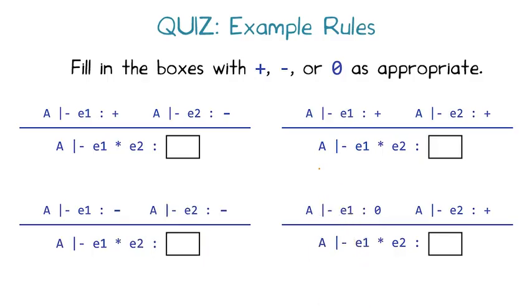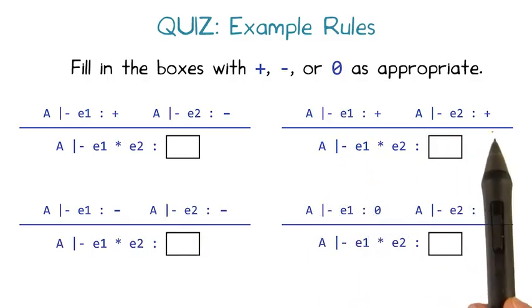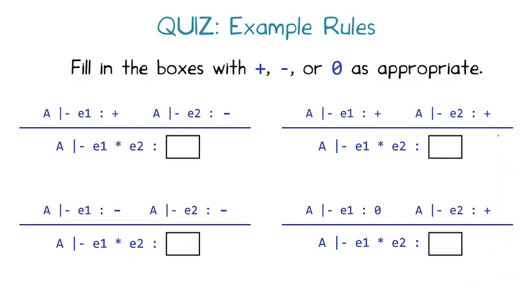Under the environment A, if it is provable that E1 has value plus and E2 has value plus, then it is provable that E1 times E2 has value blank. Under the environment A, if it is provable that E1 has value minus and E2 has value minus, then it is provable that E1 times E2 has value blank. And lastly, under the environment A, if it is provable that E1 has value 0 and E2 has value plus, then it is provable that E1 times E2 has value blank.